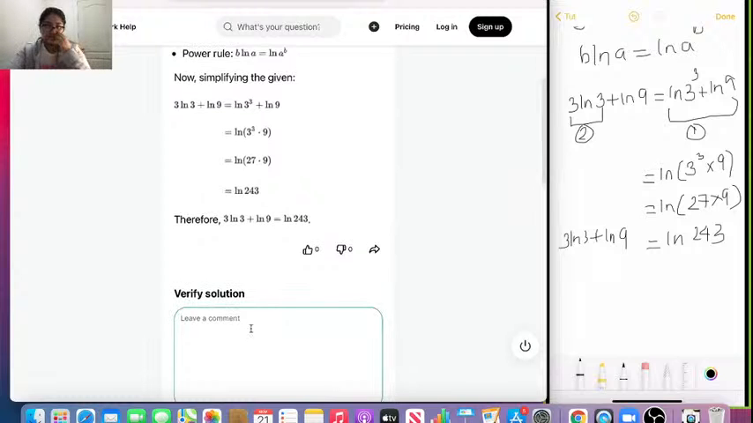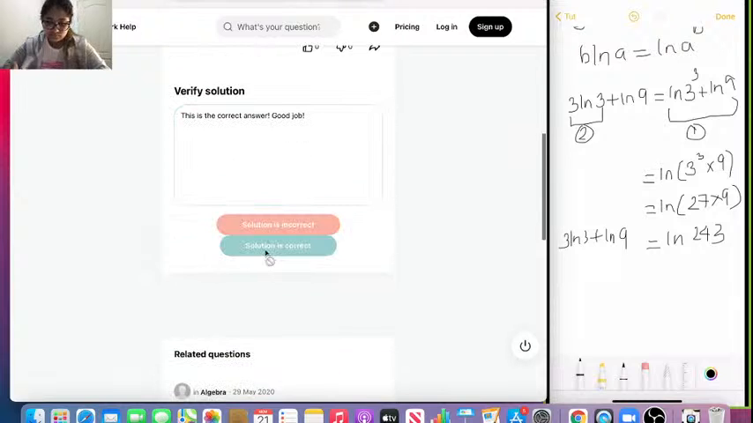And yes, this is the correct answer. So keep in mind the product rule and the power rule when dealing with logarithm functions, and you'll be good to go. Solution is correct.